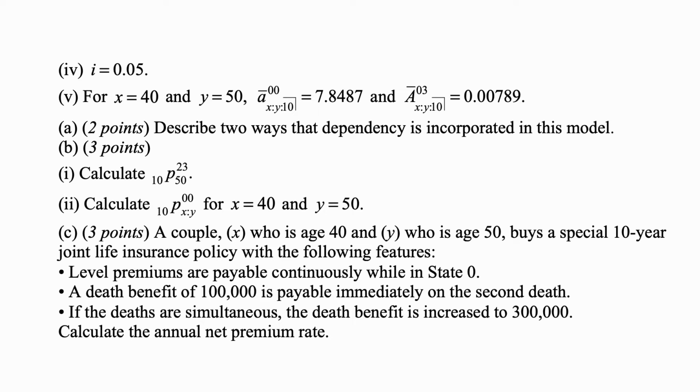C. A couple, X who is age 40 and Y who is age 50, buys a special 10-year joint life insurance policy with the following features. Level premiums are payable continuously while in state 0. A death benefit of $100,000 is payable immediately on the second death. If the deaths are simultaneous, the death benefit is increased to $300,000. Calculate the annual net premium rate.